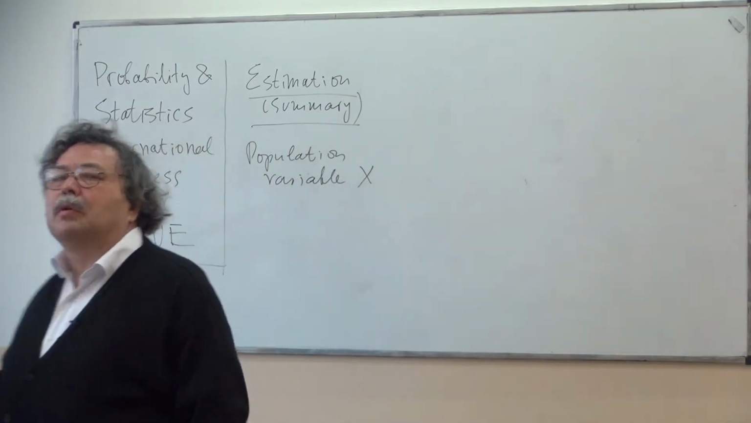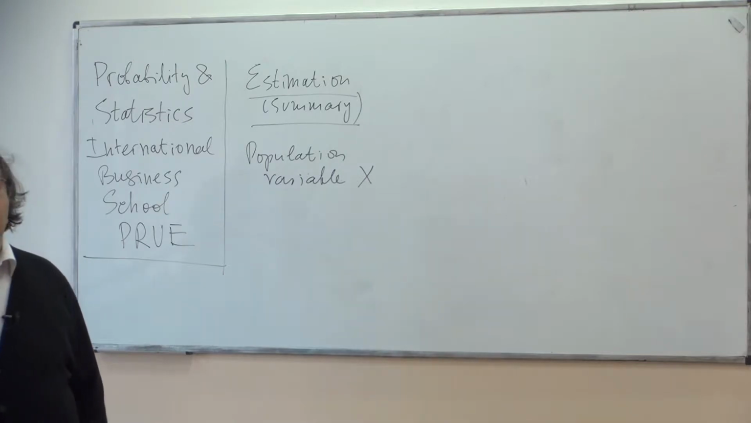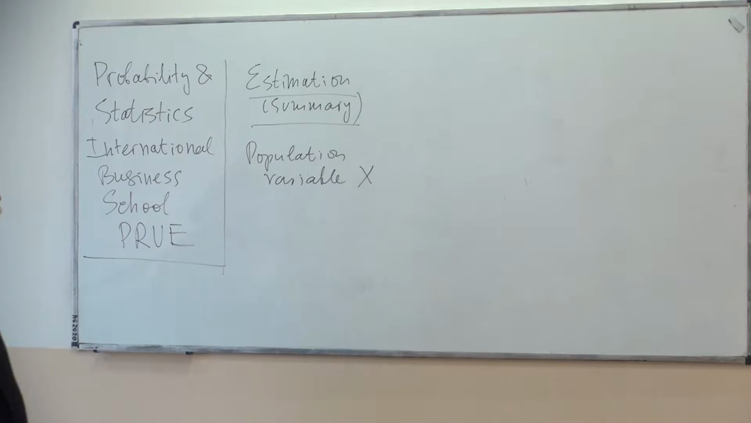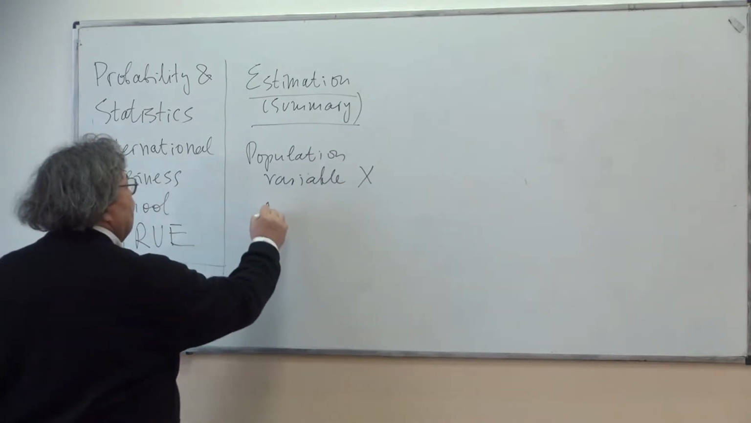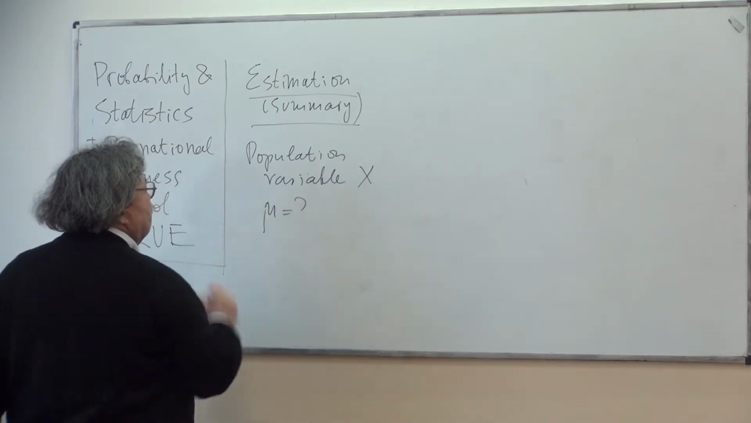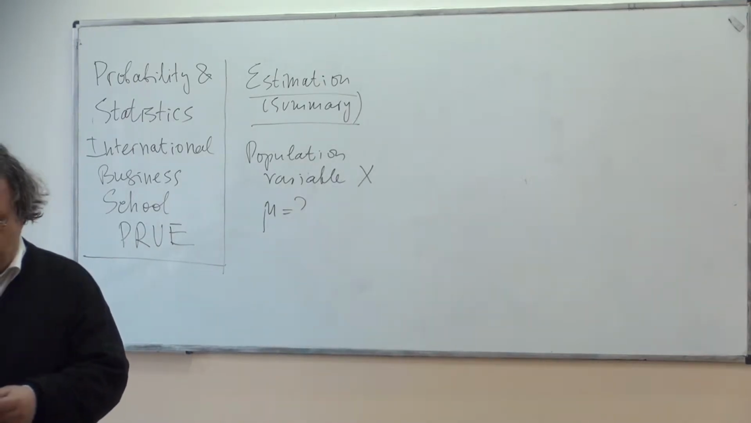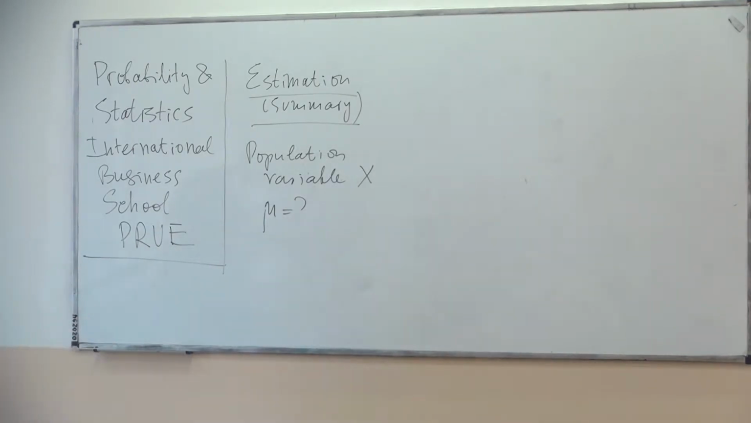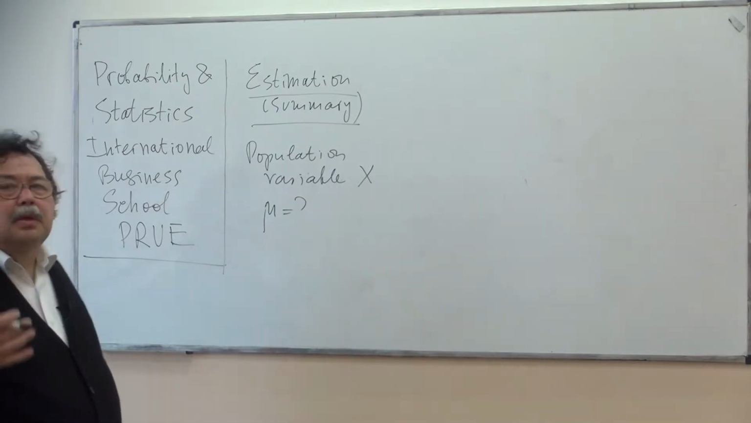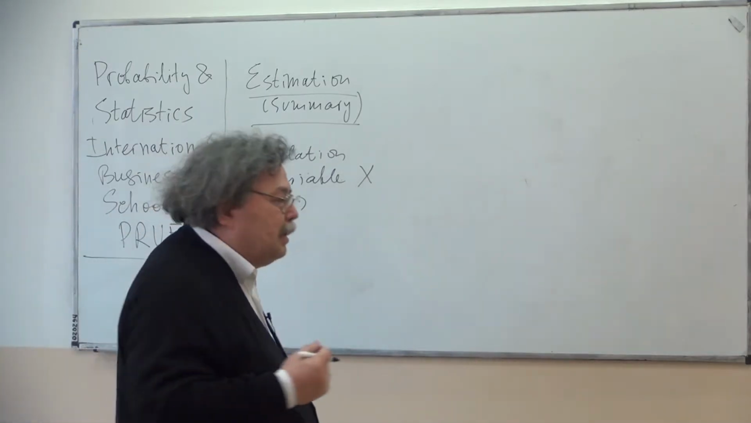And the most common case is estimating the mean, which is denoted by mu, Greek letter mu. So mu is unknown, and this is what is to be estimated. Now the fundamental approach here is this.